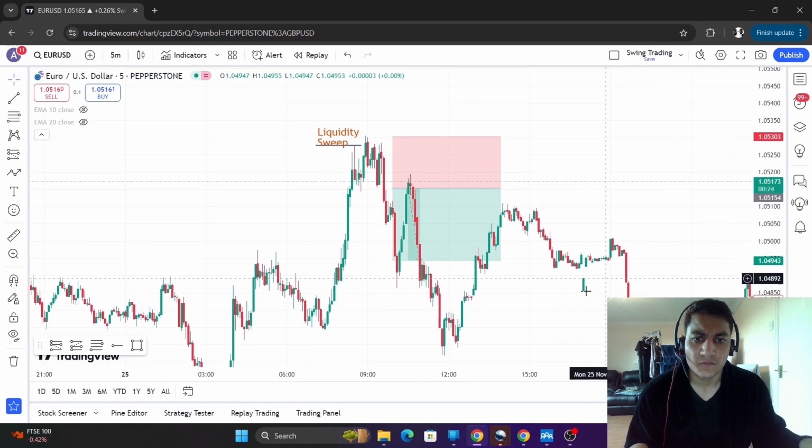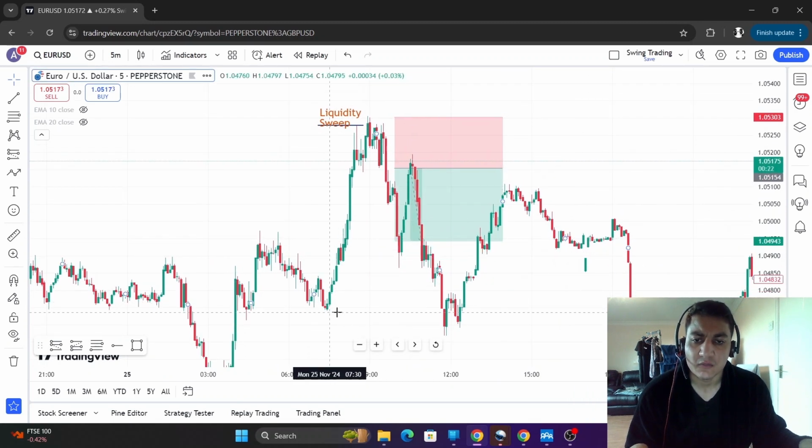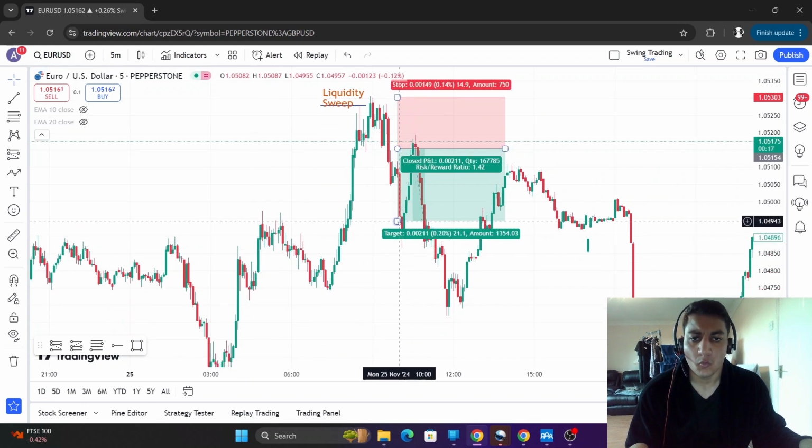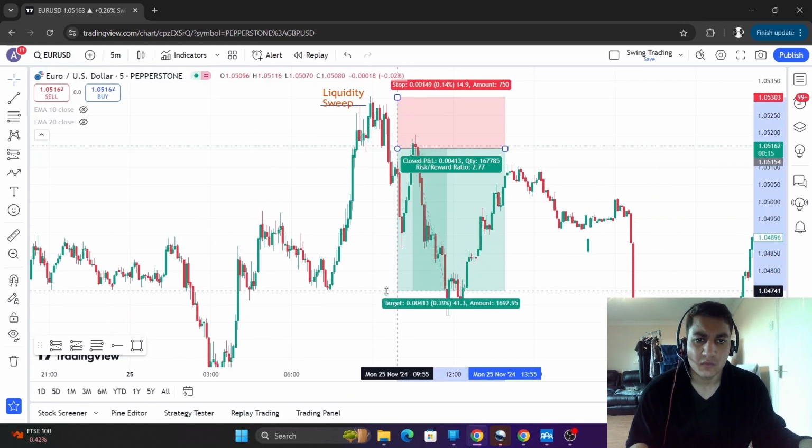And what we're going to do is target the opposing liquidity, which is here, right? Easy liquidity right here, and you've got relative equal highs. So what risk to reward does that give us? 2 to 1, or about 2.7. You just about get a free risk to reward ratio.